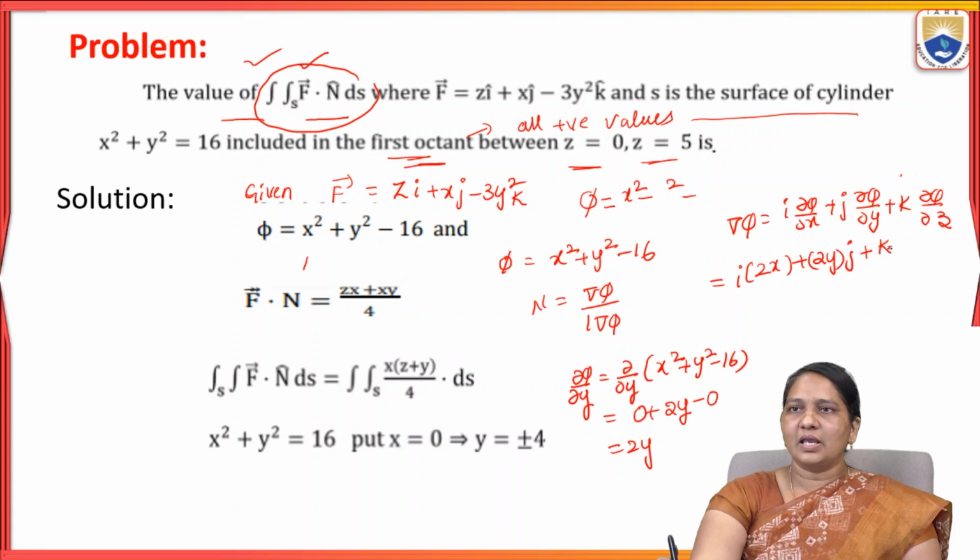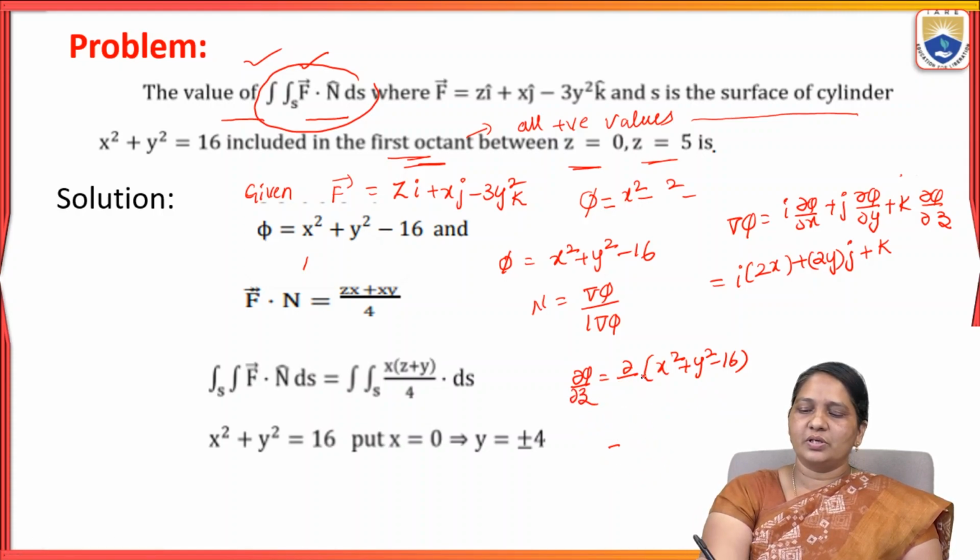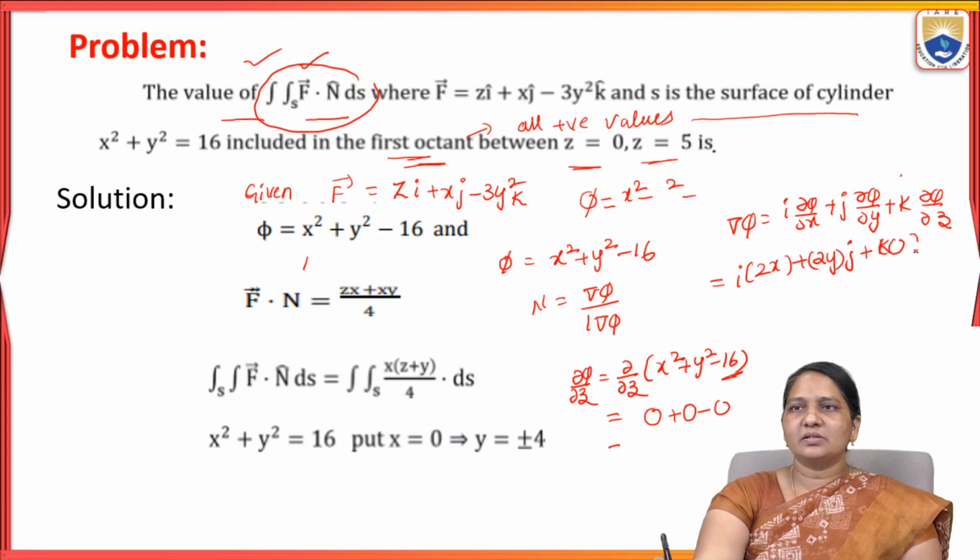plus k into, here now we are going to calculate ∂phi/∂z. So ∂/∂z of x square plus y square minus 16. Now I am doing it with respect to z. So x square is constant, y square is constant, and this is also constant. Finally, this term is 0. Now I got 2x i plus 2y j. This is the value of del phi.